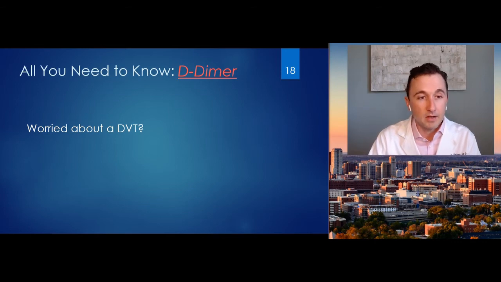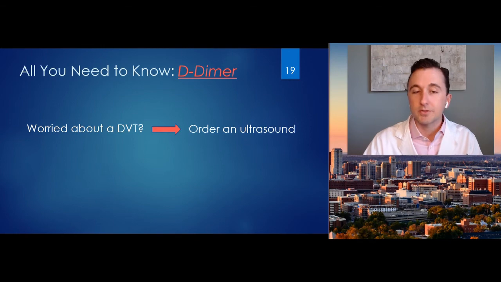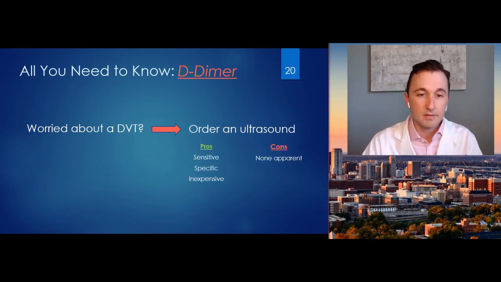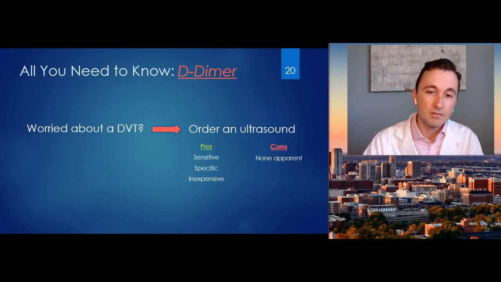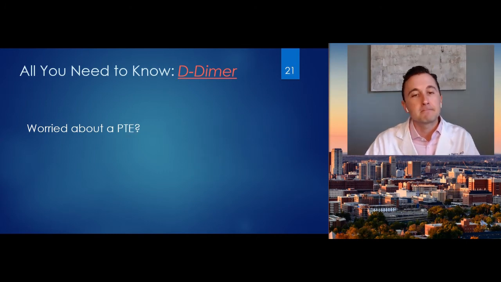It can be in a deep vein, i.e. a deep vein thrombosis, or it can be within the pulmonary vasculature, i.e. a PTE. Now, we need to talk about these two entities because we think about them a little bit differently. Okay, so if you're worried about a DVT, you just order an ultrasound, right? It's sensitive, it's specific, it's inexpensive, and there's really no major apparent cons. Okay. Things aren't so straightforward when it comes to a PTE, right?